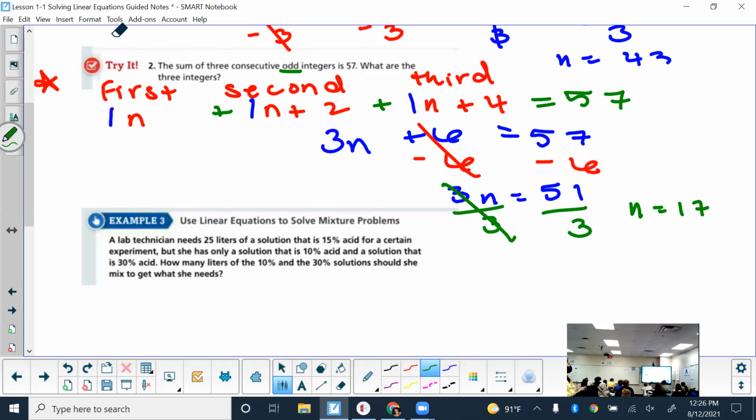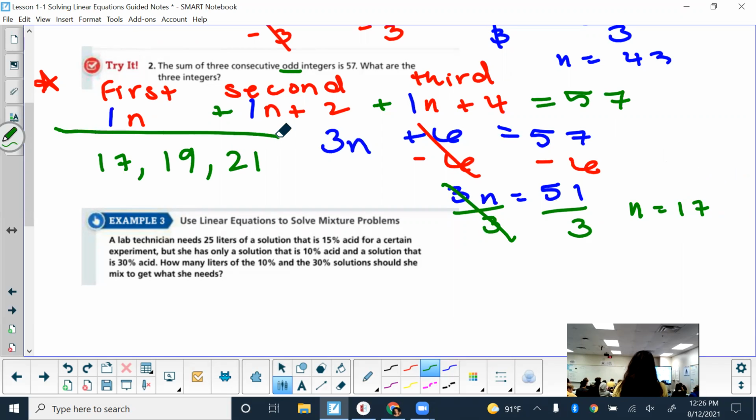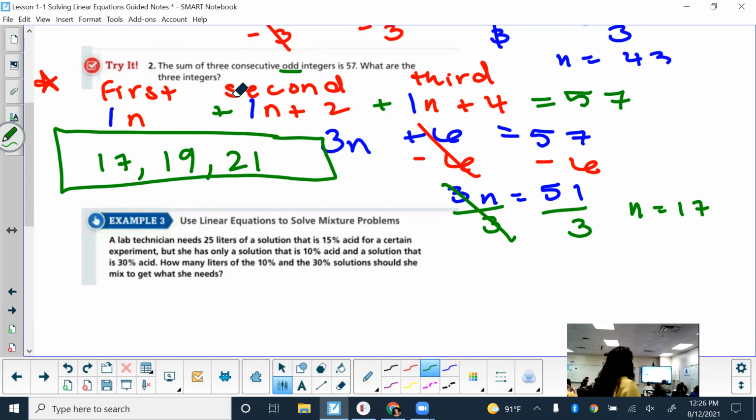Now, is that my entire answer? No, that just tells me what the first term is, because the first term is n. What will be my second term? Good. And my third term? 21. Good. So you can kind of think in your head, they go up by 2 each time, so 2 more than 17 is 19, 2 more than 19 is 21. Or you can plug it back into these. So 17 plus 2 is 19. 17 plus 4 is 21. Good there? All right. I kind of meant for you guys to try it, but I guess I kind of took over. Questions?